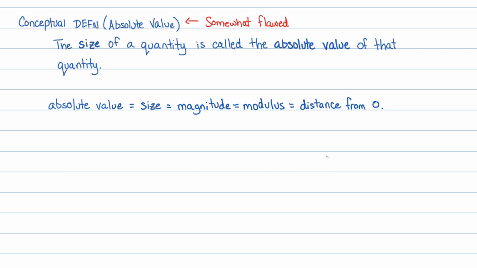So when somebody says what's the absolute value of 3, they're really asking you what is the size or the magnitude of 3, or how far away from 0 is 3. The answer to all those questions is just 3. By the way, the notation that I've just written down with the two vertical bars is the absolute value notation. Essentially, you're just saying what is the size of whatever's in there.